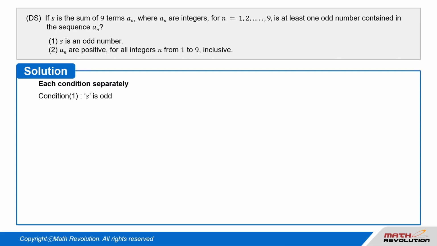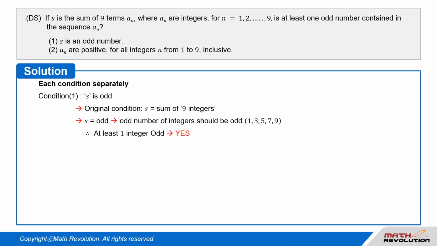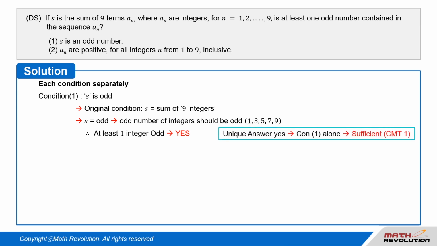Condition 1 tells us that S is odd. Now, S is the sum of 9 integers. And for S to be odd, an odd number of integers should be odd. So 1, 3, 5, 7, or 9. So at least one integer is odd. The answer is unique, so the condition is sufficient by CMT 1, which means that the answer must be in terms of a unique yes or no.